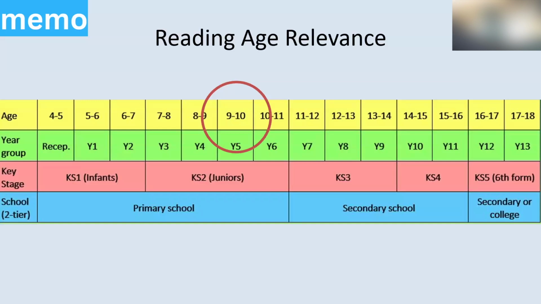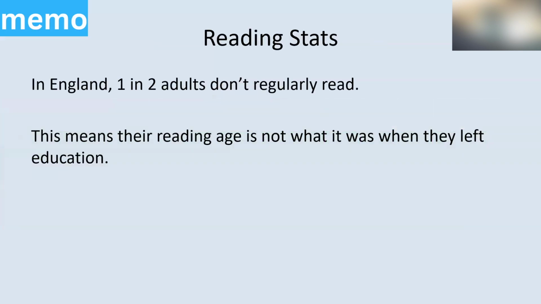So what is the relevance of that for adults? Well, the relevance is that it is reported that the Office for National Statistics say that over half of UK adults do not read regularly. So 1 in 2 do not read regularly. This means that their reading age is not what it was when they left education. If they are not reading regularly, their reading age has gone down. And so obviously they're bringing down that average.